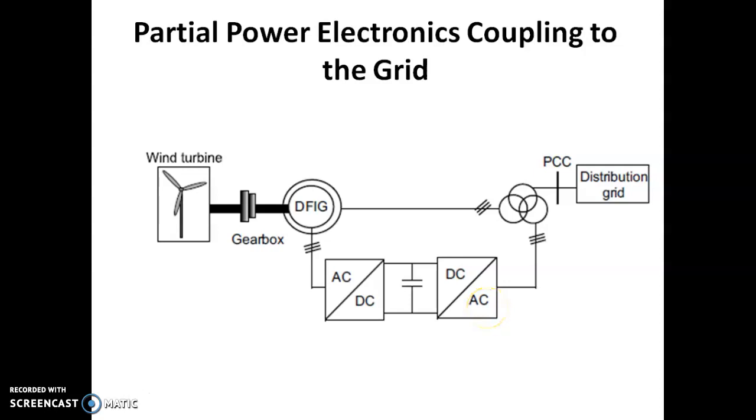Then the last one, partial power electronic coupling. Here the converter is rated at a certain percentage of the DG apparent power, which is referred to as partial power electronic coupling. Power electronic coupling to the grid implements smaller converters here. This is also the same as a full power electronic converter, but the devices we use are fewer compared with the full power electronic converter.